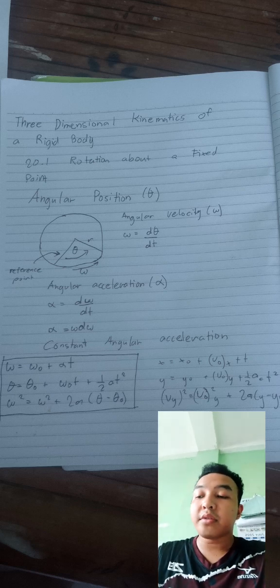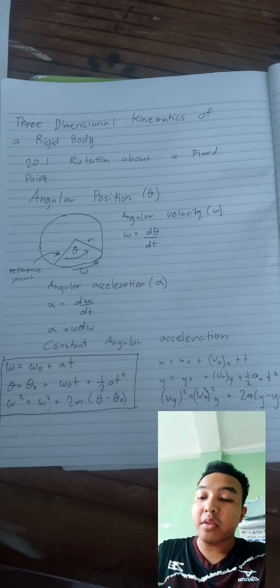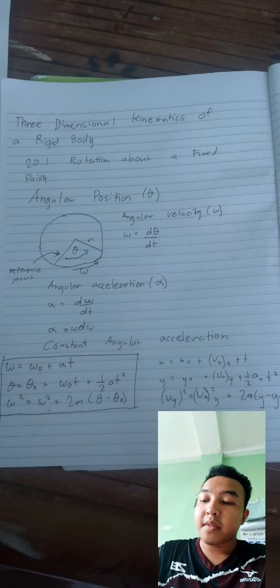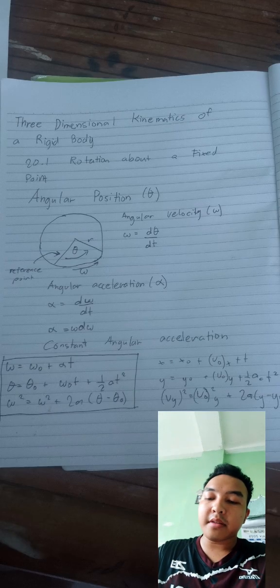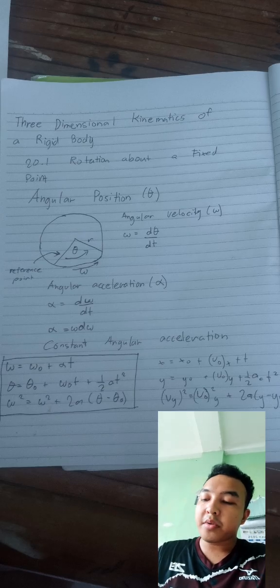Everyone, our lesson for today is about the three-dimensional kinematics of a rigid body. Part 1. Rotation about a fixed point. The angular position, the Greek letter theta, is the angle between our reference point and our current position.